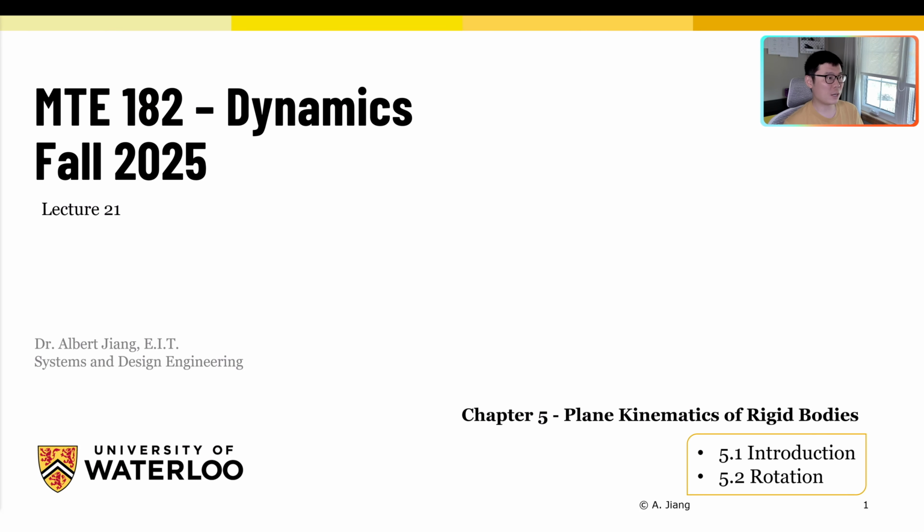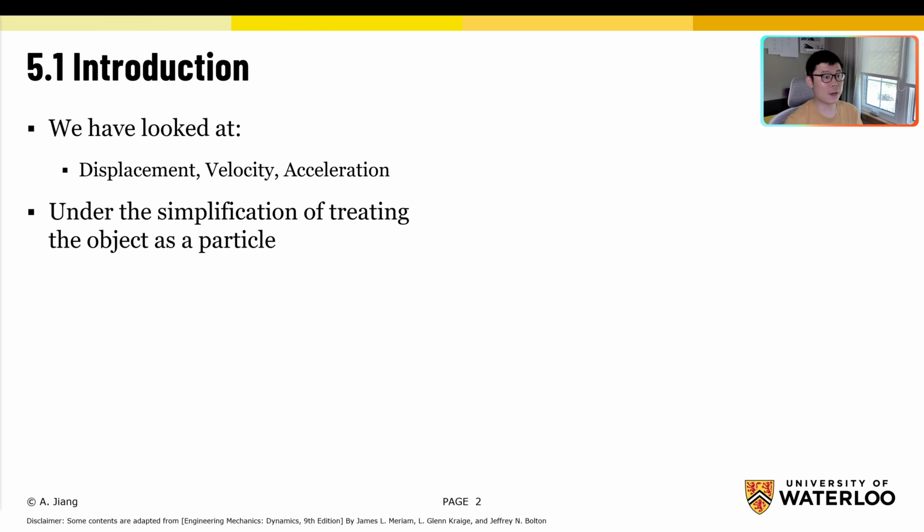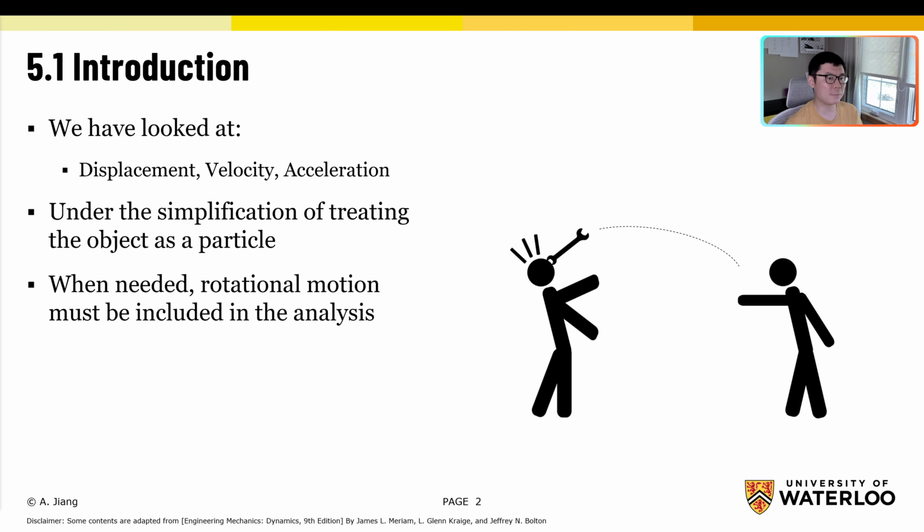We are starting chapter 5 in this video, beginning with rotation. So far, we have looked at displacement, velocity, acceleration. Most of our analysis was under the simplification of treating the object as a particle. However, this type of simplification cannot always be used. When needed, rotational motion must be included in our analysis.